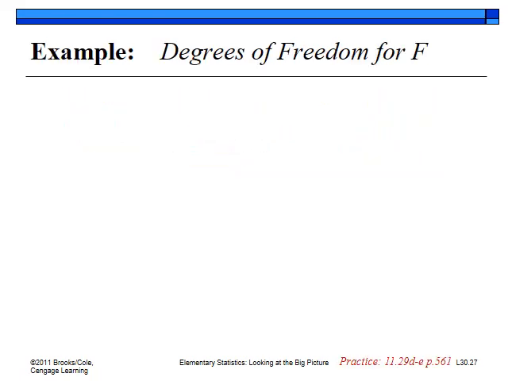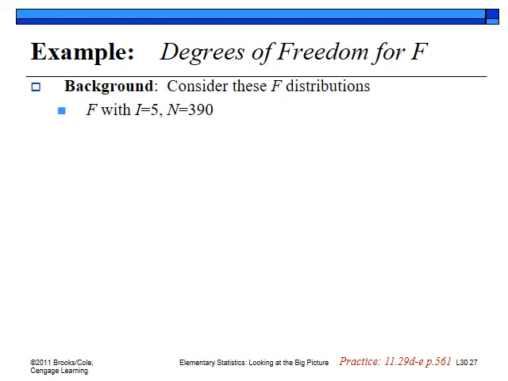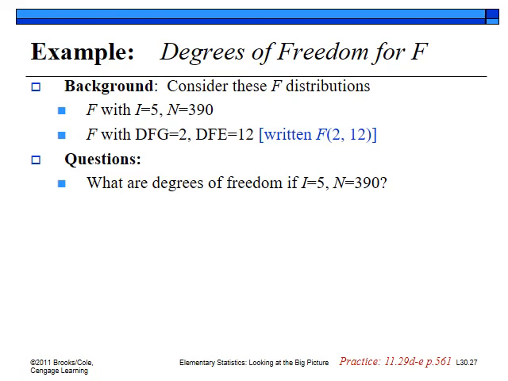So let's look at an example computing some of these degrees of freedom. Consider these distributions. First, with I equals 5 and n equals 390, that means we have 5 groups and 390 total individuals. And let's look at f with degrees of freedom for groups 2 and degrees of freedom for errors 12. Now, what are the degrees of freedom for I equals 5 and n equals 390? And what are I and n if the degrees of freedom for groups is 2 and the degrees of freedom for errors is 12?